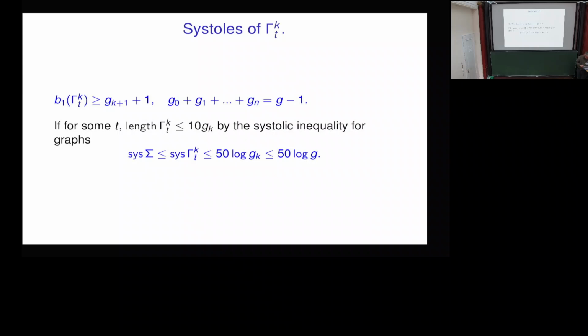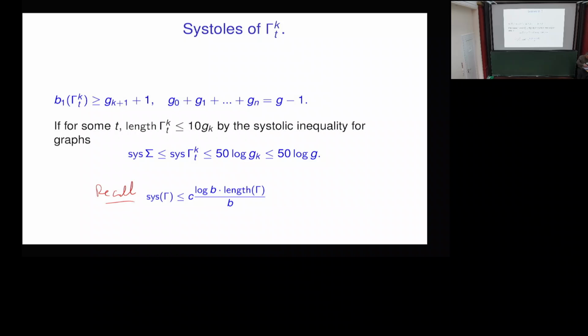Now, these are arbitrary inequalities, right? As I said before, if I have big complexity and small length, then I'm done. Originally I stated the inequality where the length was exactly g_j, but if it is of the order of g_j, then by the systolic inequality I am done, because I get a small loop in gamma_k. So what I'm using here is that the systole of gamma is less than that.